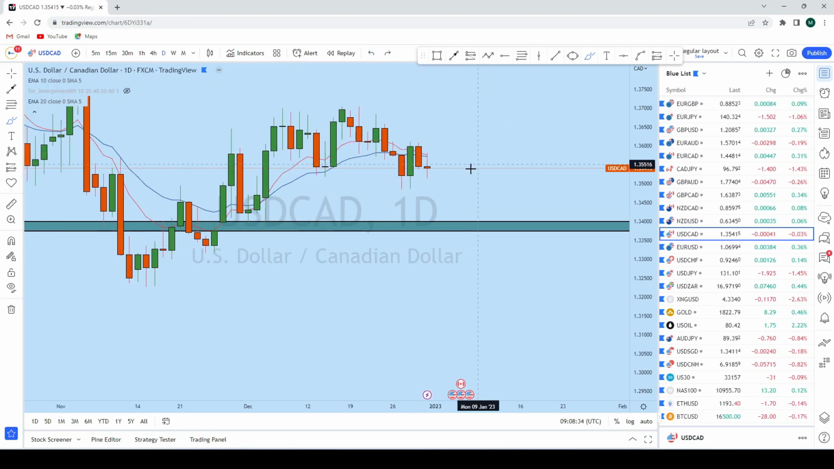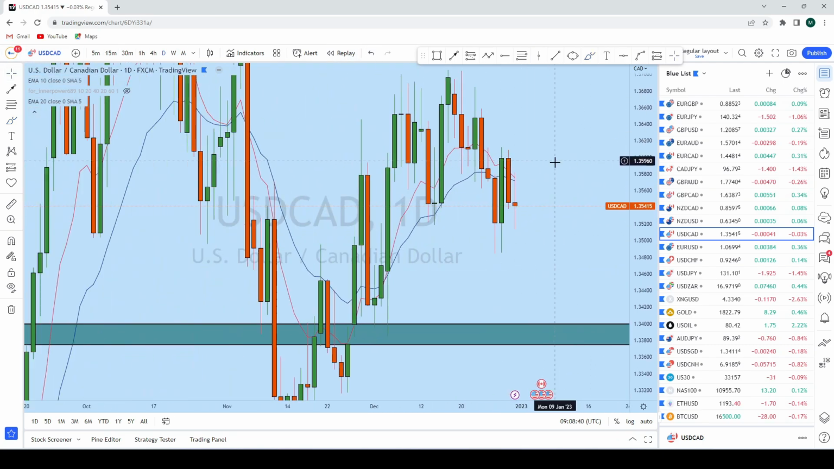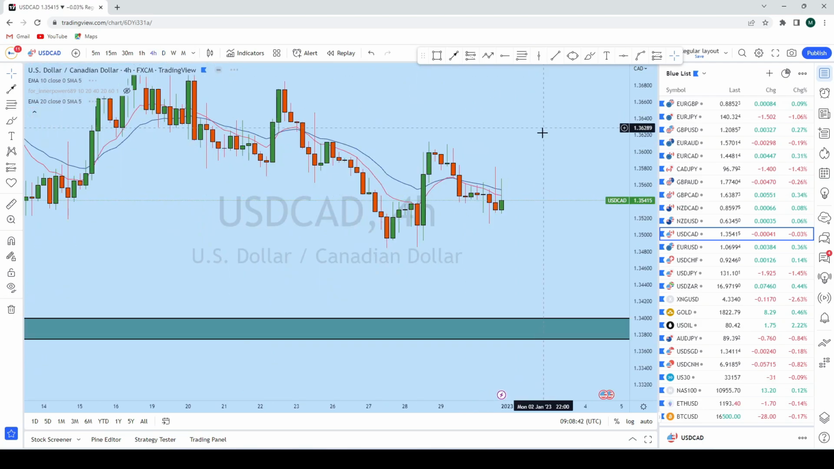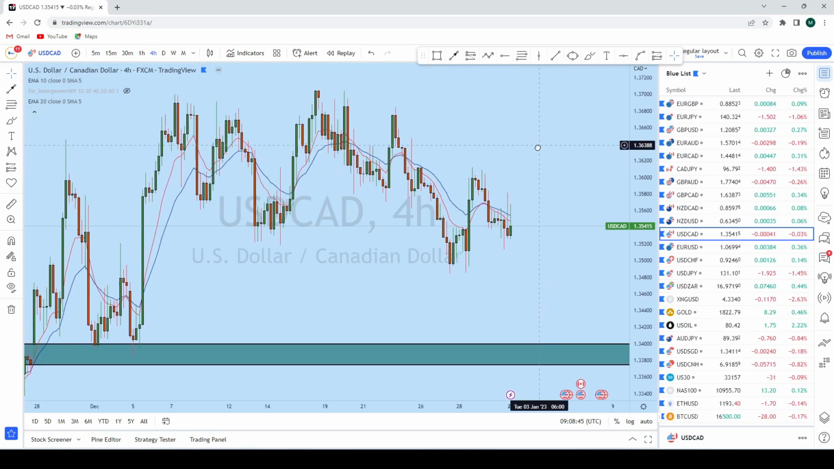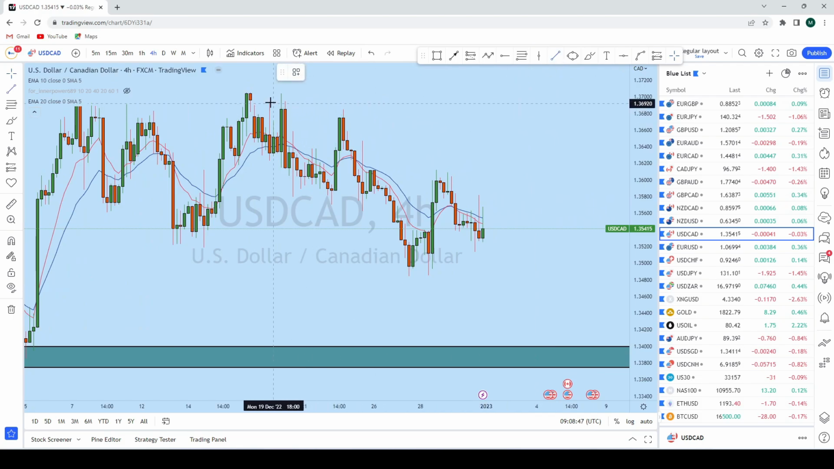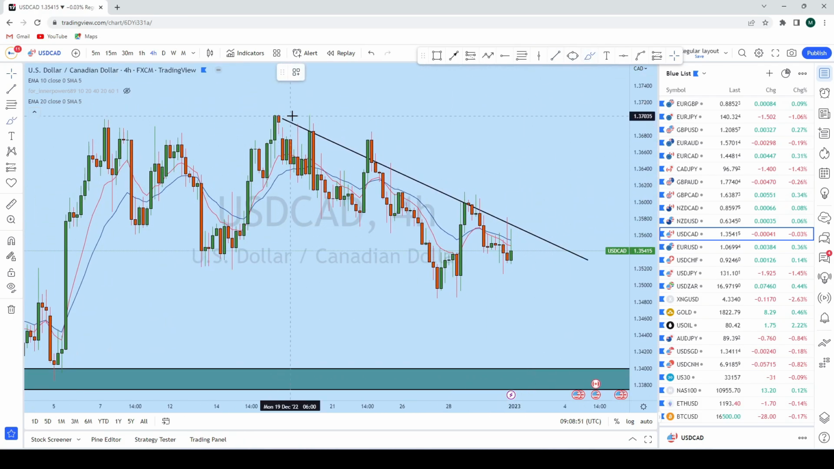That means that the price action is still bearish on USD CAD. So with that in mind, if we look at the intraday perspective on the 4-hour time frame, we can expect USD CAD to respect this trend line. If you closely look at it, you'll see that whenever USD CAD breaks this trend line, this resistance, grabbing liquidity and then coming back down, we see the same thing here.